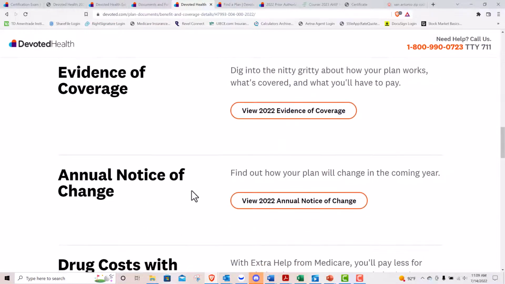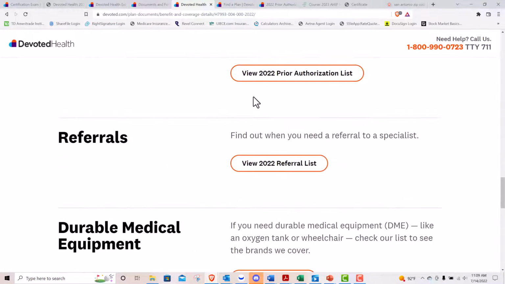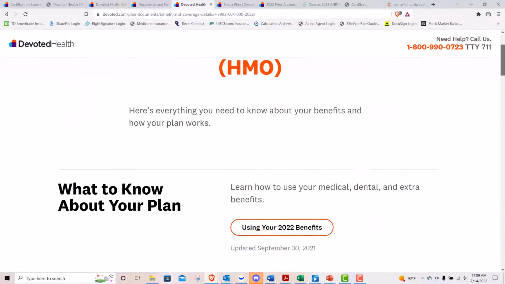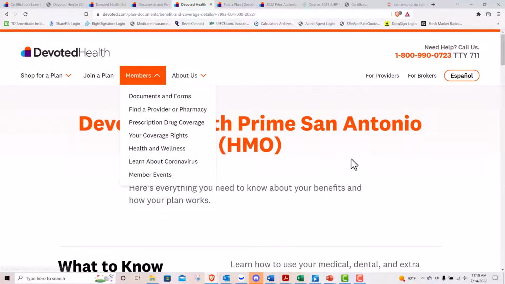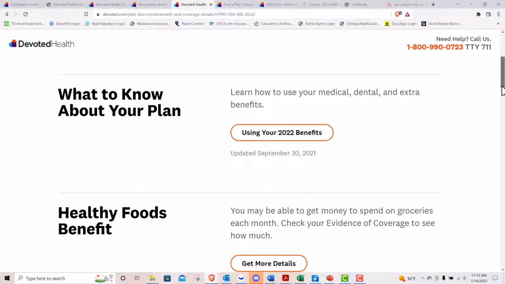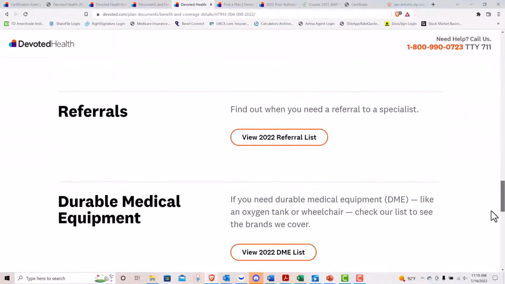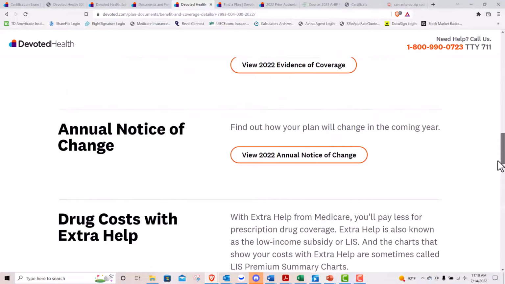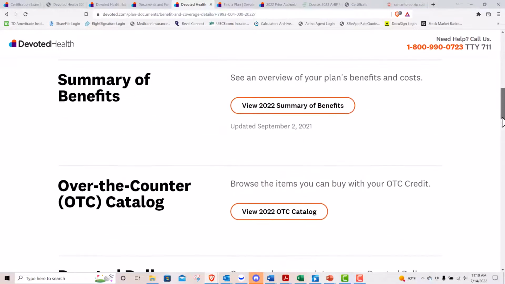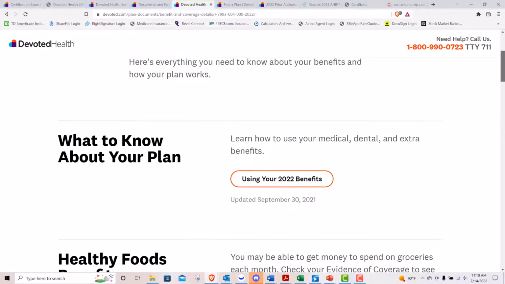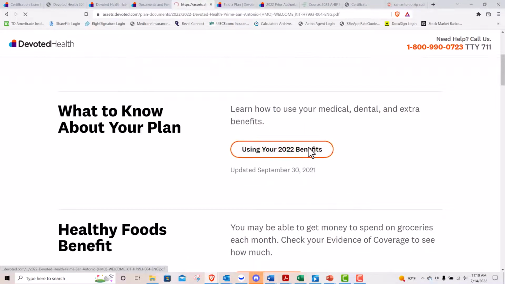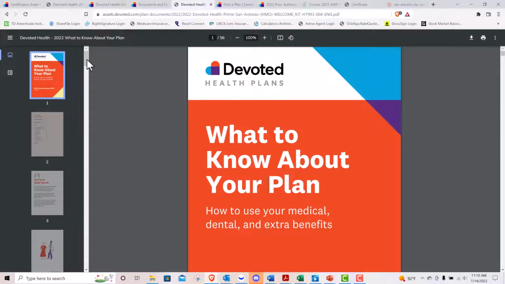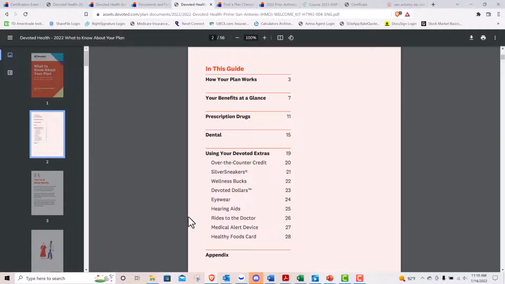So this is where everything is. So remember that, everyone. It's members, documents, and forms, and then you look there. That makes more sense. I don't know what I was thinking. But where is the what to know about your plan? She said something about the dental benefits.